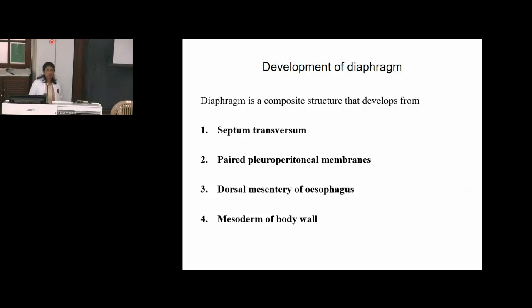So just tell me, what are the other structures formed from the septum transversum? Yes. One we have seen is the central tendon of the diaphragm. Any other structure which is developing from the septum transversum? Yes, the liver. That is done in microanatomy as well as in gross anatomy. So how does the liver develop?